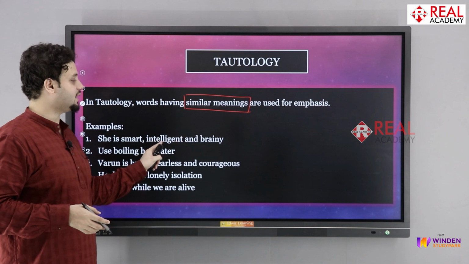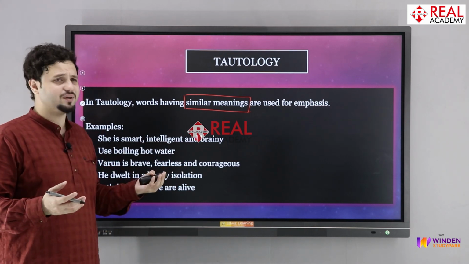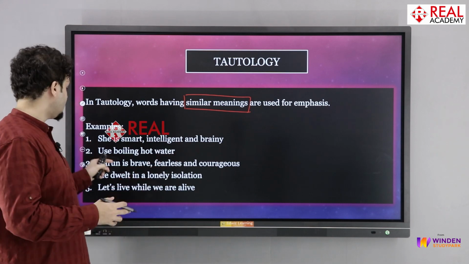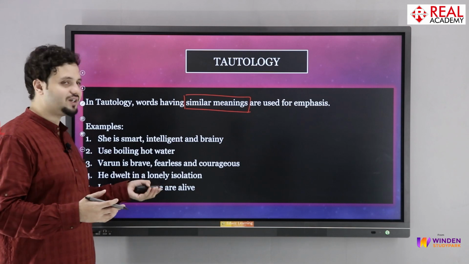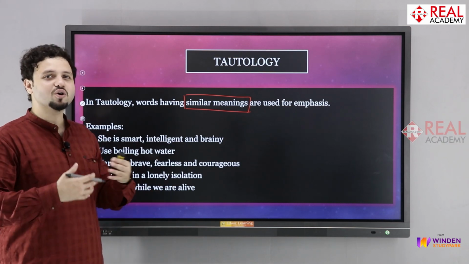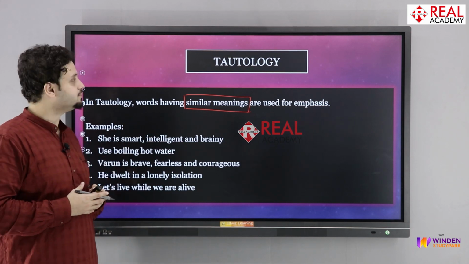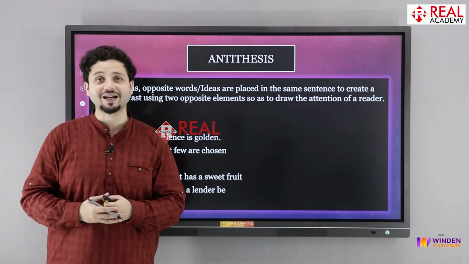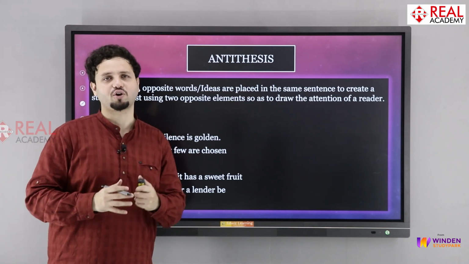She is smart, intelligent and brainy. In this sentence also you can see smart and intelligent have the same meaning. Even brainy has the same meaning, right? Let's say Varun is brave, fearless, courageous. So तीनों में मीनिंग सेम है. When two or more than two words का मीनिंग सेम हो, then it is called tautology. Okay. In the same way, what is an antithesis? Antithesis is nothing but exactly opposite to tautology.